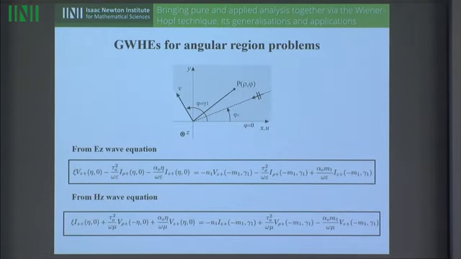So, if we repeat the same formulation for the wave equation in terms of Hz, we get a similar equation. So you see, they are similar equations, with spectral components of fields along phi equals 0 connected to the spectral components along phi equal gamma.